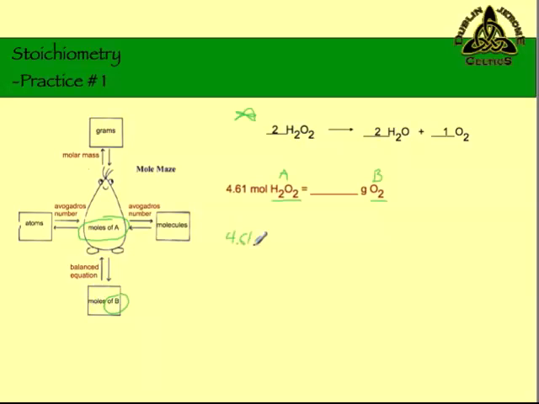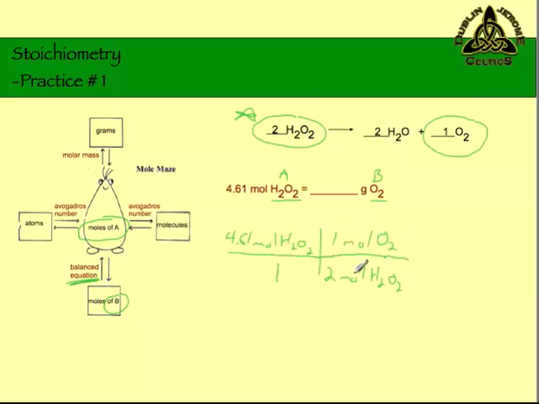4.61 moles of hydrogen peroxide. There's my chart. And using the balanced equation, I know that for every 2 moles of H2O2, that needs to go on the bottom, and I'm trying to get to oxygen, there's 1 mole of oxygen, O2. And those are just the coefficients. That's a molar ratio. Okay? Moles of hydrogen peroxide cancel out, and I'm left with moles of oxygen.